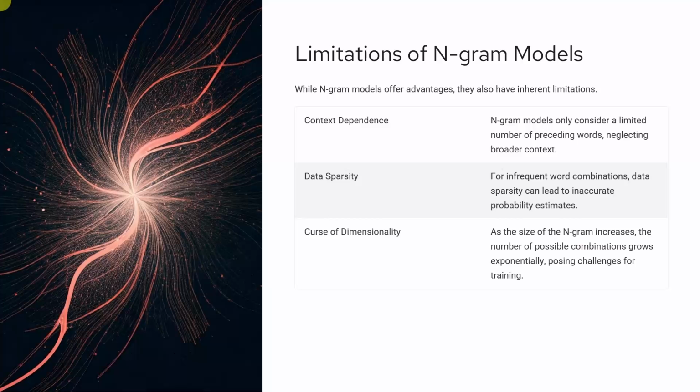There are a lot of limitations of n-gram models; here are some inherent limitations. When we consider only a limited number of preceding words, we neglect the broader context or meaning of the particular word. At the same time, there is data sparsity. In data sparsity, infrequent word combinations can lead to inaccurate probability estimates. Then there is the curse of dimensionality. If the size of n-gram increases, the number of possible combinations grows exponentially, posing challenges for training n-gram models.